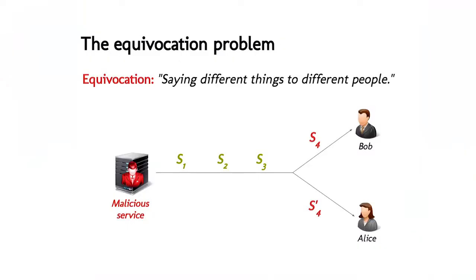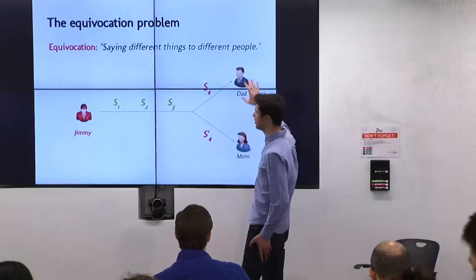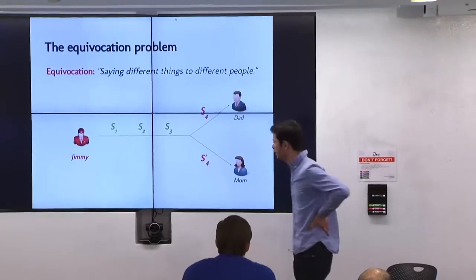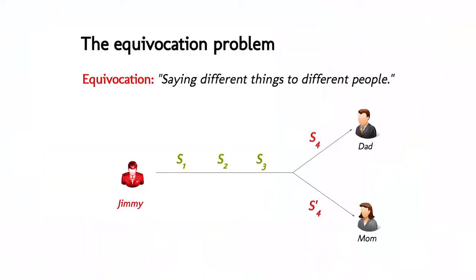Yeah? Okay. All right, so why does this matter? Let me give you a silly example. Suppose we have Jimmy, and we have Jimmy's mom and Jimmy's dad, right? And Jimmy wants to go outside and play, but he knows that mom and dad usually don't let him play. So what he does is he tells dad, hey, dad, mom said I can go outside, right? And then he tells mom, hey, mom, dad said I can go outside.